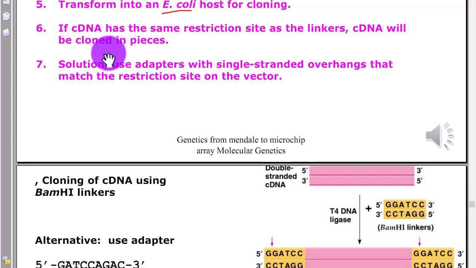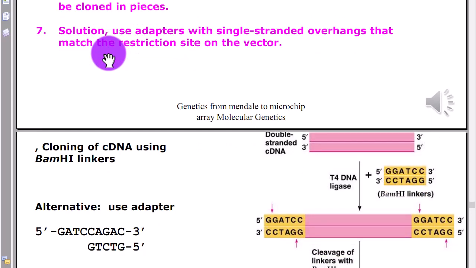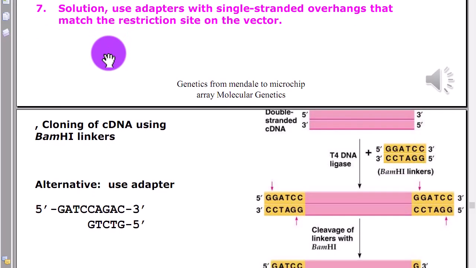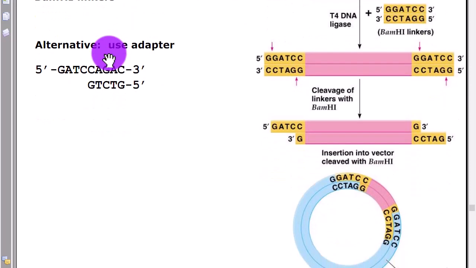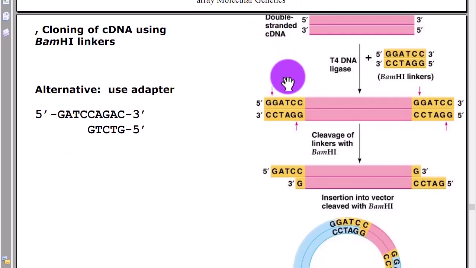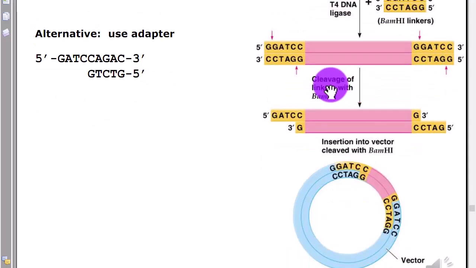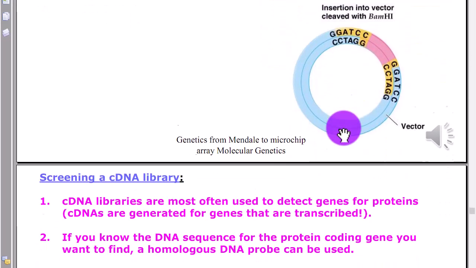If the complementary DNA has the same restriction site as the linker, the complementary DNA will be cloned in pieces. Solution: use an adapter with a single-stranded overhang that matches the restriction site on the vector. Cloning of the cDNA using a BamHI linker. Double-stranded complementary DNA, T4 DNA ligase, cleavage of linker with BamHI, insertion into the vector cleaved with BamHI.